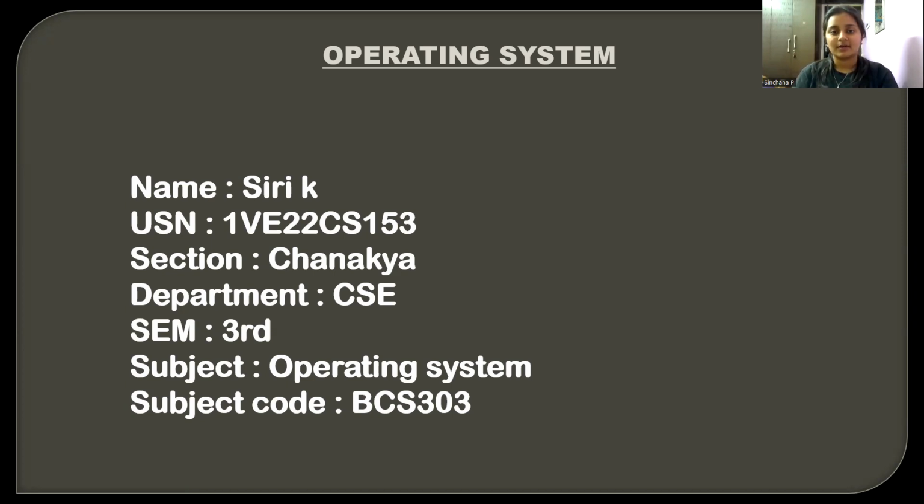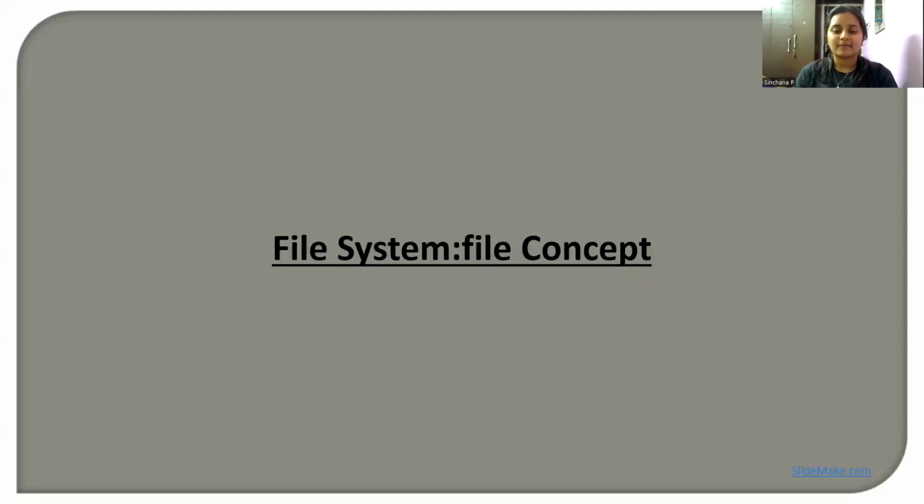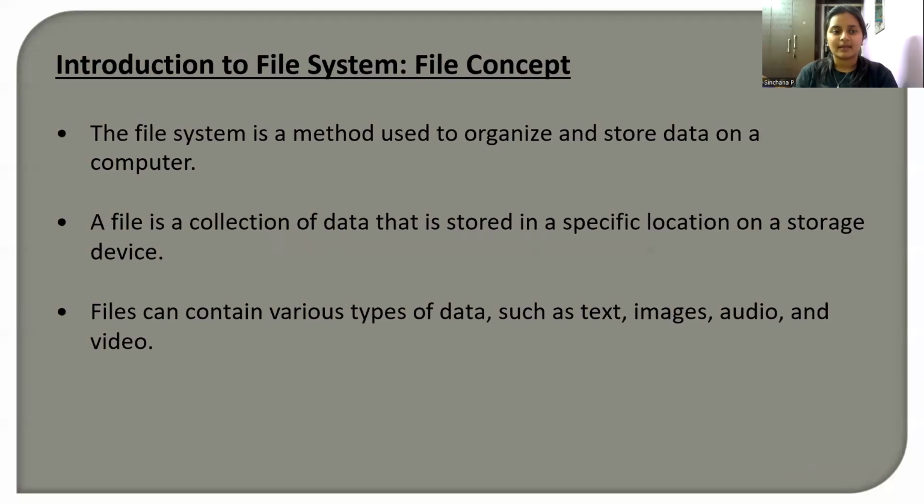I'm going to discuss operating systems: file system, file concept. Introduction to the file system, that is, the file concept. The file system is a method used to organize and store data on a computer. A file is a collection of data that is stored in a specific location on a storage device. Files can contain various types of data such as text, images, audio, and video.